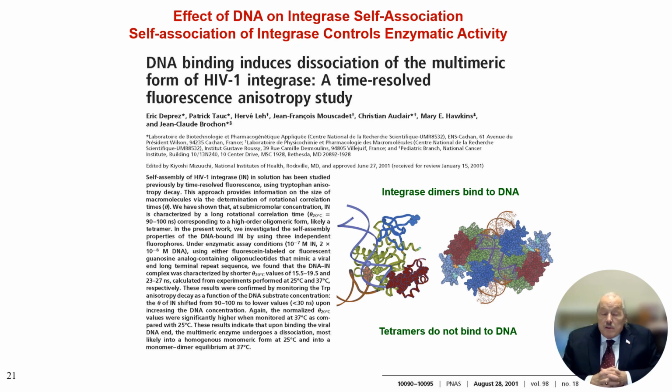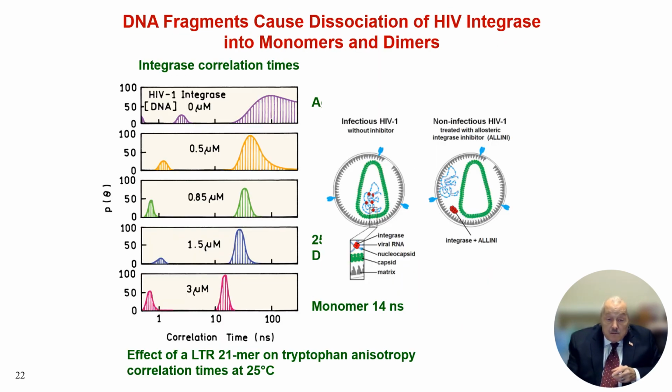Another example of the use of anisotropy decays is given by studies of the integrase from HIV-1. The integrase is the protein that catalyzes insertion of the viral genome into the host genome. Of course, there are other enzymes involved, like reverse transcriptase and stuff, but this is the final step of getting into the host genome. And the integrase by itself tends to self-associate. And this self-association was studied by anisotropy decays.